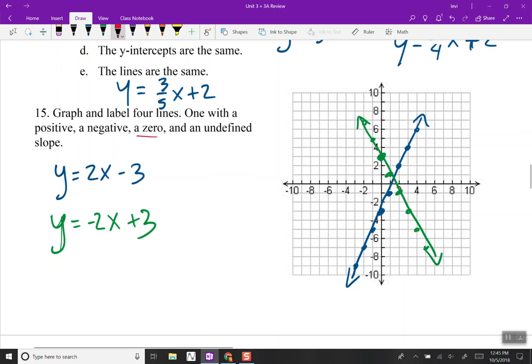A 0 slope, that would be y equals 5 or something like that. Right, so there's y equals 5. And then an undefined slope, that would be x equals, how about -6? That's a vertical line.